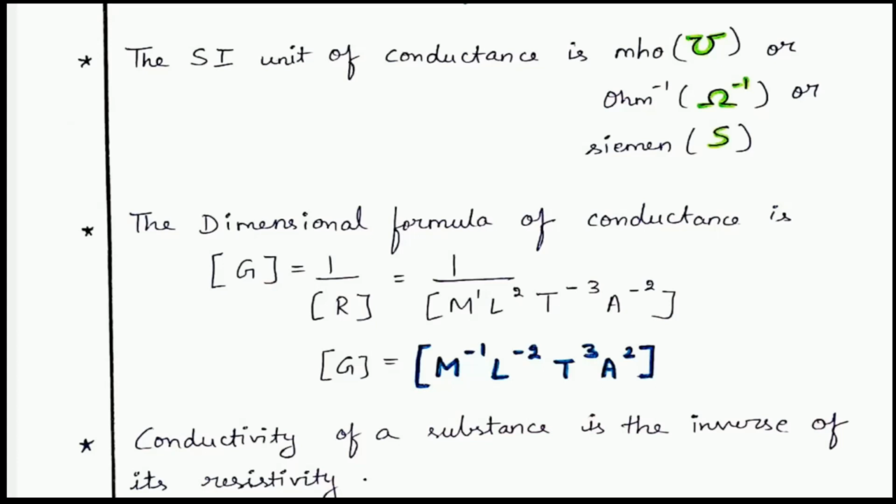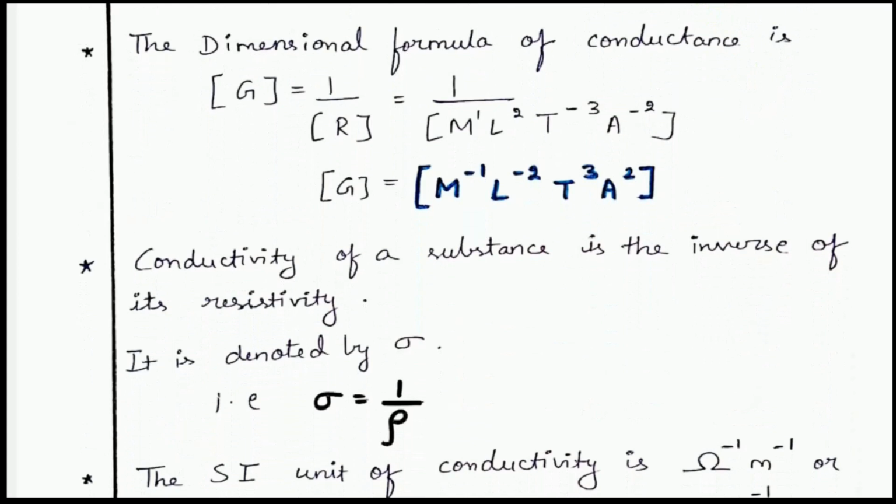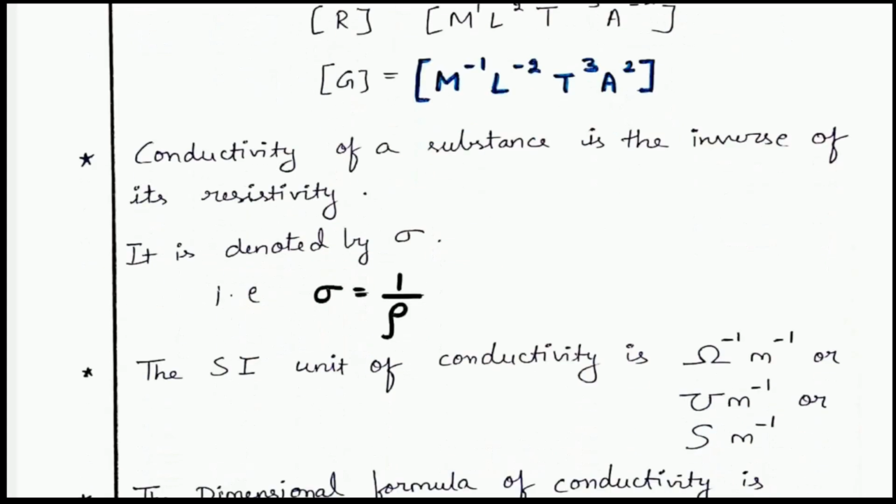Now the way we have discussed conductance and resistance, conductivity is the exact opposite of resistivity. You can also call conductivity as specific conductance and resistivity as specific resistance. So specific conductance is opposite of specific resistance, or conductivity is the inverse of resistivity. We denote conductivity by sigma. Sigma is equal to 1 by rho.